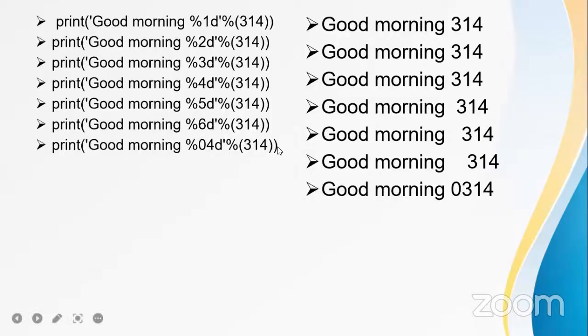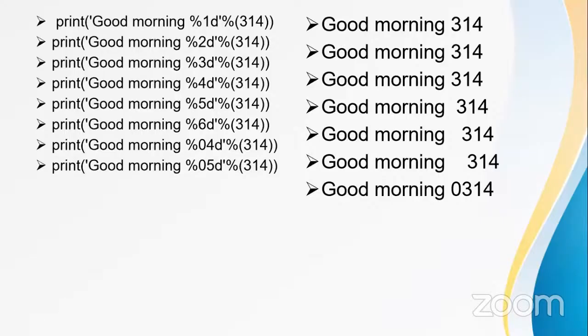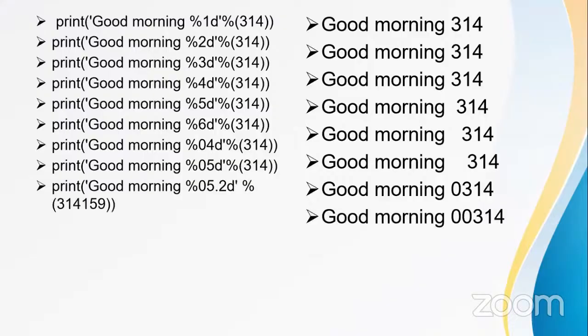Okay. So when I use 0 4D, it's coming to 0, then 4 decimals. I'll get 00. Here 00, but 2 decimal. So what will happen? 31415.